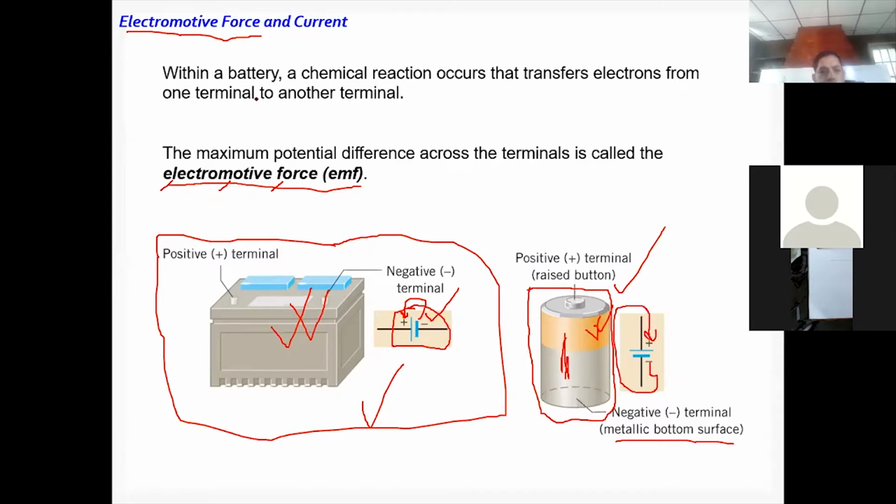So due to the chemical reaction, the maximum potential difference across the terminals is called electromotive force. When you go to some store and buy a pack of batteries, in this kind of battery, what is the voltage there? I think 1.5 volt, right? Not 3 volt. Guys, am I correct? Help me here. You see 1.5 volt in this kind of battery, right?